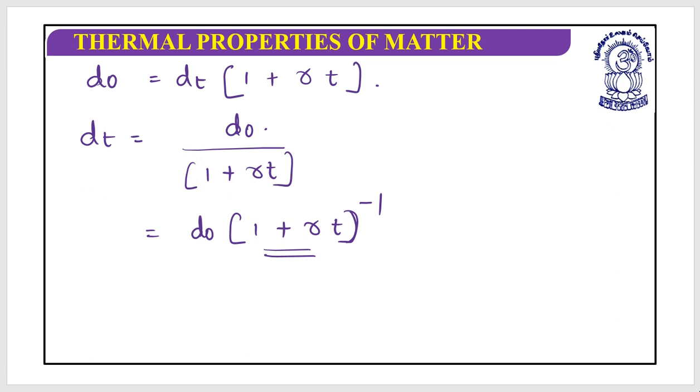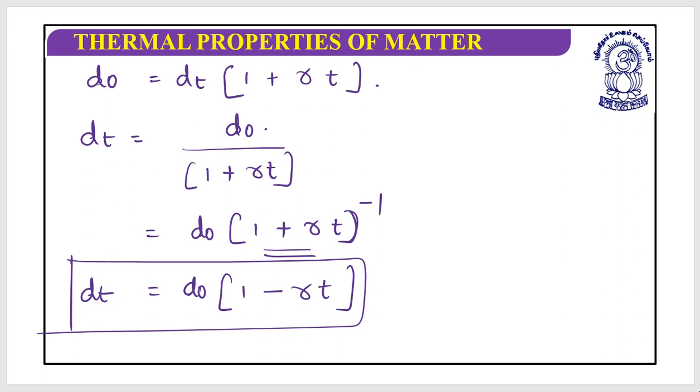We can apply the binomial expansion over here, and if I apply the binomial expansion, this is 1 minus gamma T. So as temperature increases, density decreases. I hope this is clear. This is according to the binomial expansion. I hope this is clear.